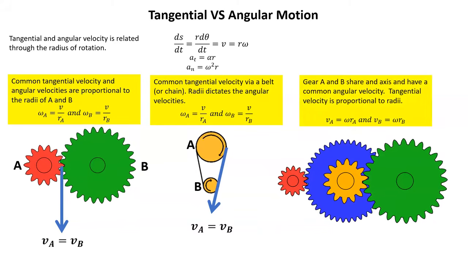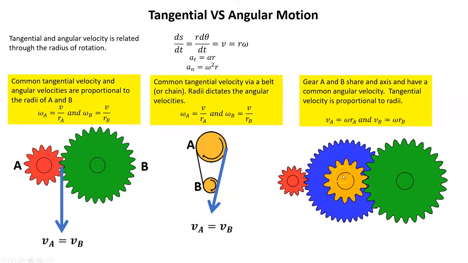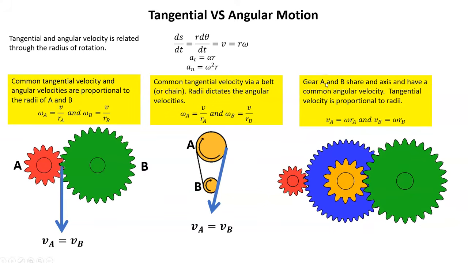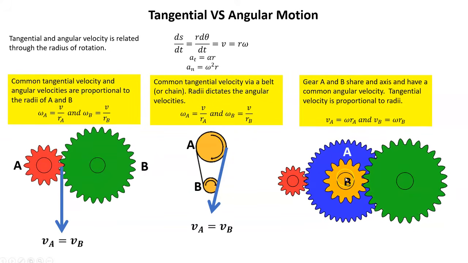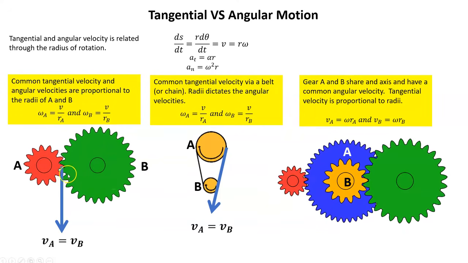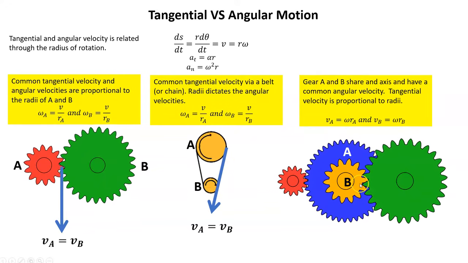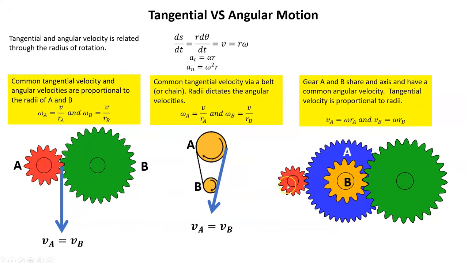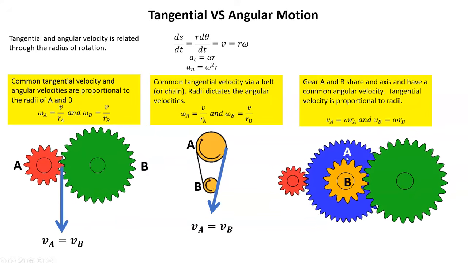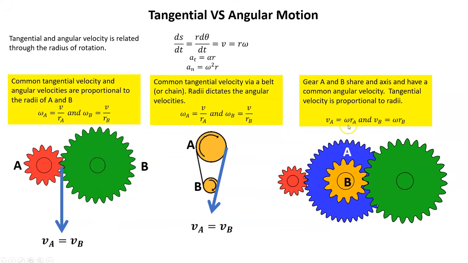Now, you have a situation like this. I got this GIF of a compound gearing system, and what I really want you to pay attention to are the blue and the yellow gear. When you look at gear A and gear B, they actually share an axis, so they have a common axis. They're not in mesh with their teeth, and they're not connected with a belt. B connects to the green and A may connect to the red, but A and B are connected by a common shaft. What that does is it means A and B have a common angular velocity of omega.